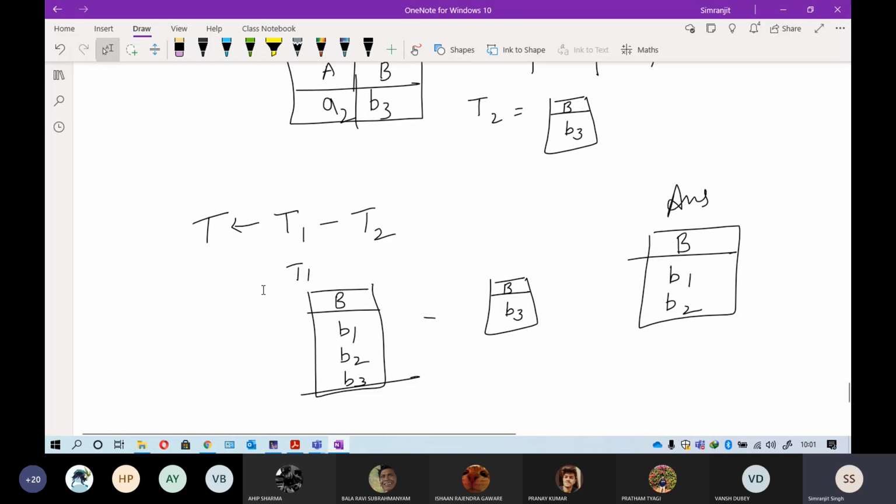So these three steps. Now you're seeing what we have done in the division part also: we used the cross product operation, and then we used another operation, that is set difference. Till here, if anybody has any doubt, let me know. Okay, just wait a second.